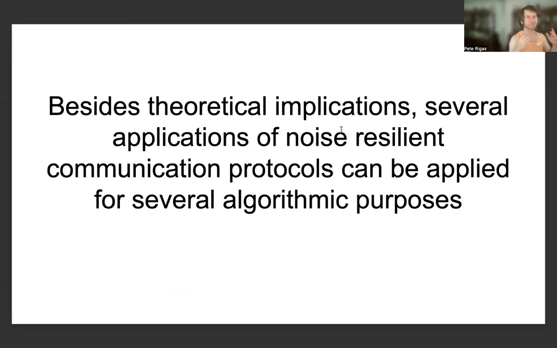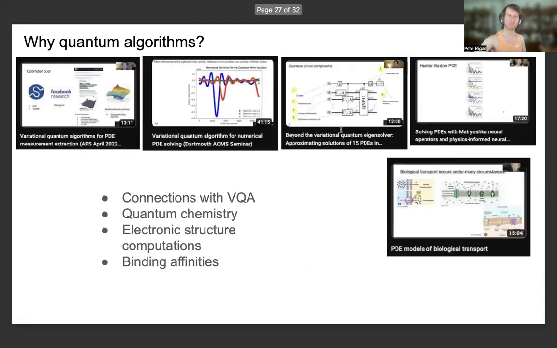And obviously, besides the theoretical implications that we've been talking about, several applications of noise resilient protocols, or at least protocols that researchers hope are resilient to noise, can be applied for several algorithmic purposes. So I'm going to maybe describe some other types of applications of quantum algorithms and how they can almost be thought of, roughly speaking, as entering into some type of correspondence or some type of similar favorable properties that we had discussed with regards to the probability of false acceptance, authentication probability, and false acceptance probability.